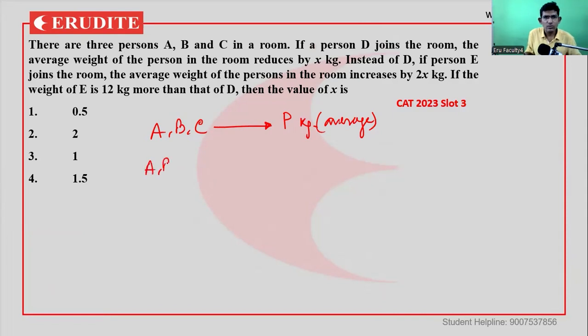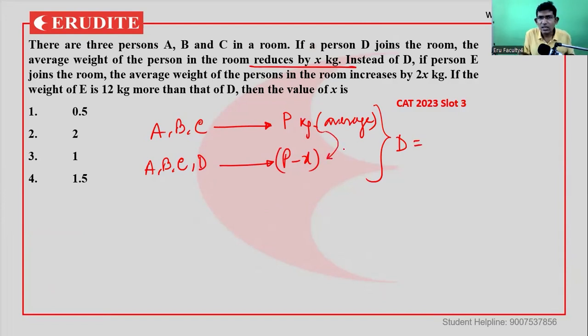Now when D joins the room, the average of A, B, C, D now reduces by x kg. That means the new average is P minus x, right? So from this, can I find the value of D? Simply yes. Now the average has reduced by x kg. If the value of D was P, then there would be no change in average. But the average has decreased by x kg. So what will the total decrease in weight be? For 4 people, the total decrease is 4x. That means D's weight must be P minus 4x kg. This we can say.